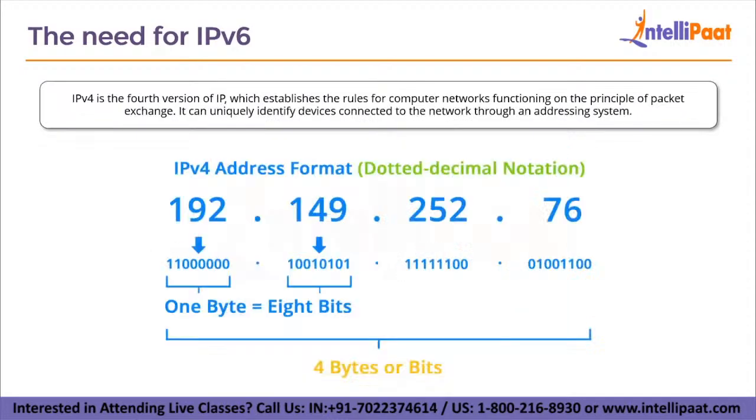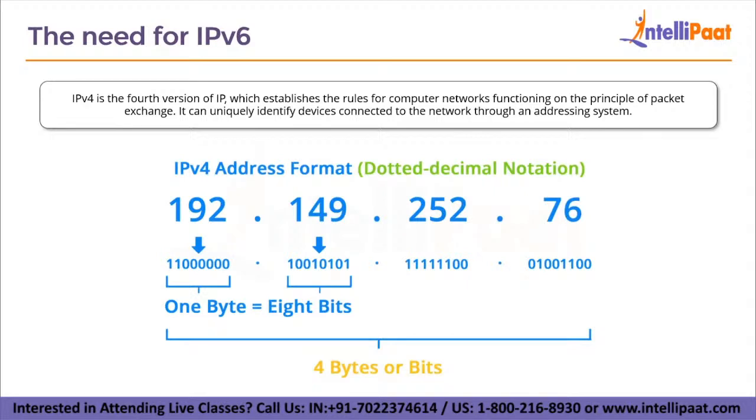IPv4 is the fourth version of the IP, which establishes the rules for computer networks functioning on the principle of packet exchange. It can uniquely identify devices connected to the network through an addressing system. Whenever a device gets access to the internet, whether it is a switch, PC, or other device, it is assigned a unique numerical IP address as shown below, which is 192.149.252.76. So IPv4 uses a 32-bit address scheme, allowing it to store 2 to the power of 32 addresses, which is approximately equal to 4.19 billion addresses.